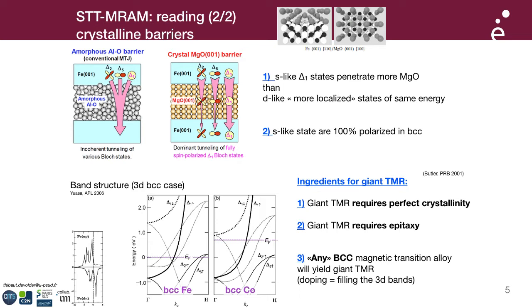Another good thing about this giant tunneling magnetoresistance process is that if, instead of having pure BCC iron, you add electrons in the system by doping gradually with cobalt, you will gradually raise the Fermi level. Okay? But even if you did a perfect BCC cobalt, pure cobalt, then at the Fermi level, the delta 1 band would still be fully 100% spin polarized. So somehow any BCC transition metal alloys made of iron and cobalt will have the potential to have a giant tunneling magnetoresistance.